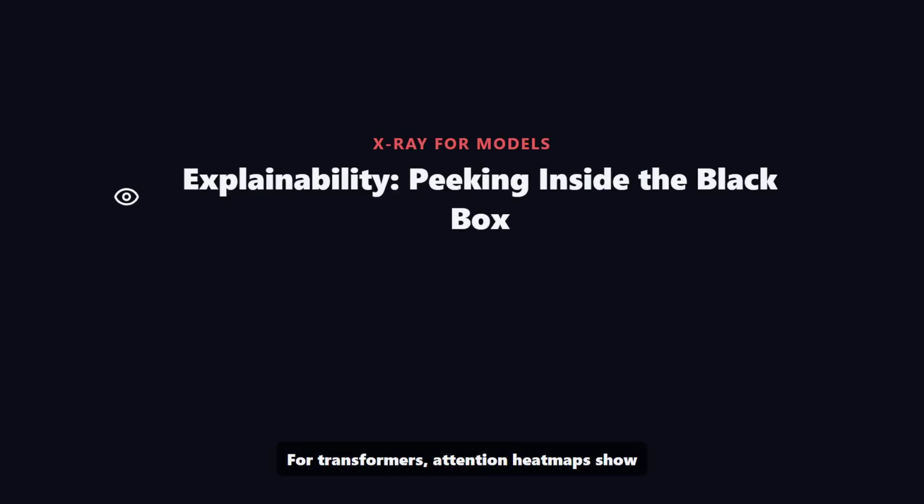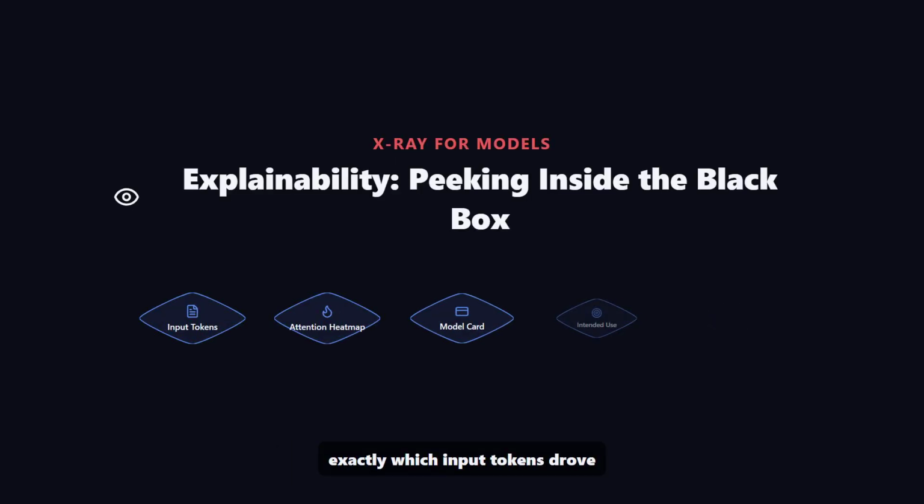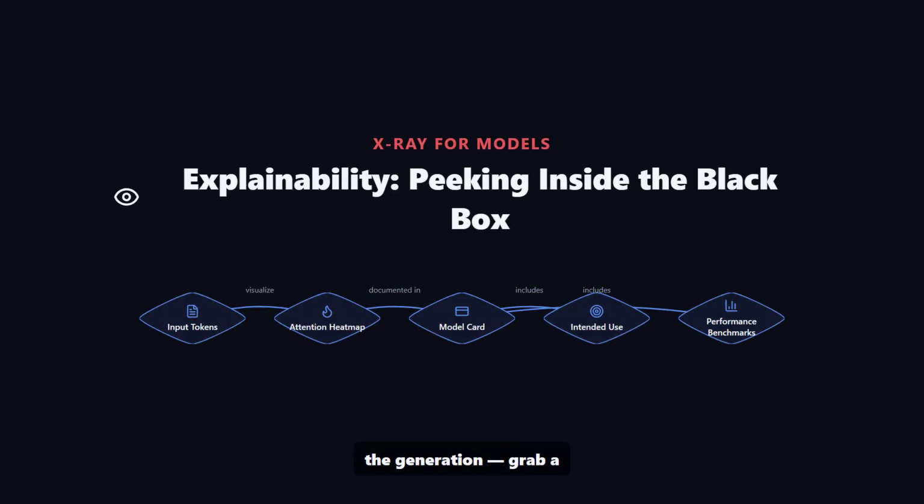For transformers, attention heat maps show exactly which input tokens drove the generation. Grab a Hugging Face model and launch BERTviz to see it in a browser. AWS model cards go even further by documenting intended use, performance benchmarks, and other critical details so you're never guessing about a model's blind spots. That's already enough depth for the AIF-C01.